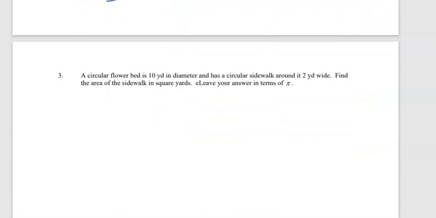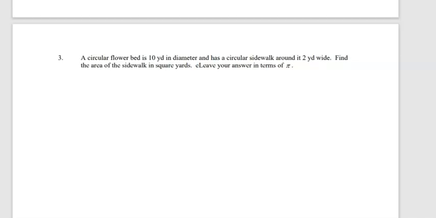The last example is a fun one. We have a circular flower bed that is 10 yards in diameter, and it has a circular sidewalk around it that's 2 yards wide. Find the area of the sidewalk in square yards. Leave your answer in terms of pi.